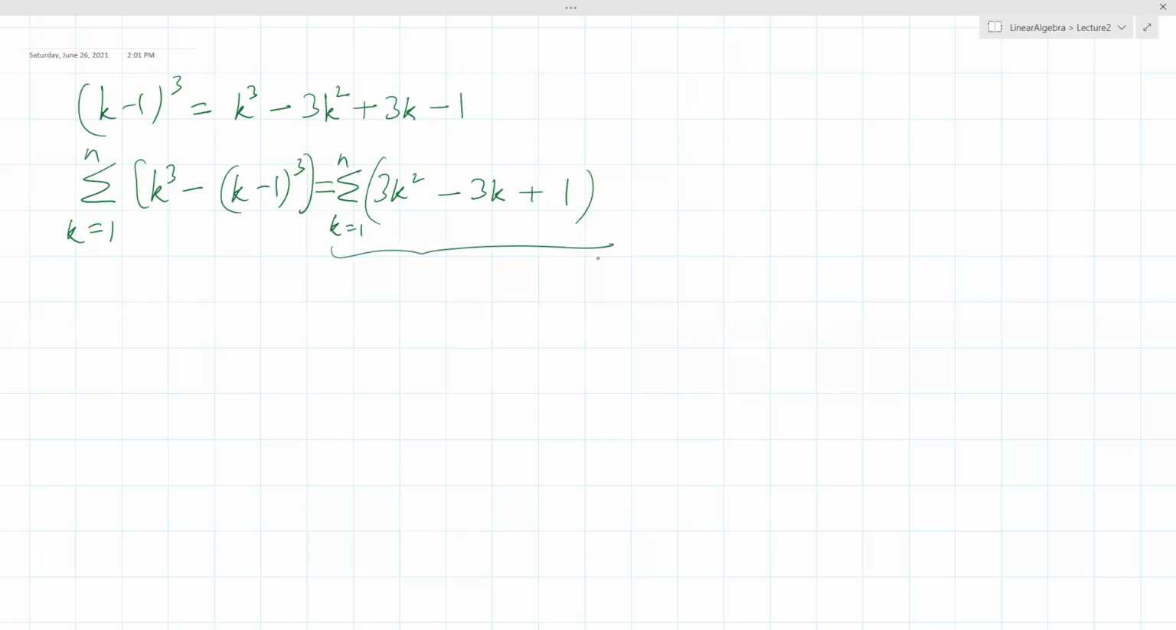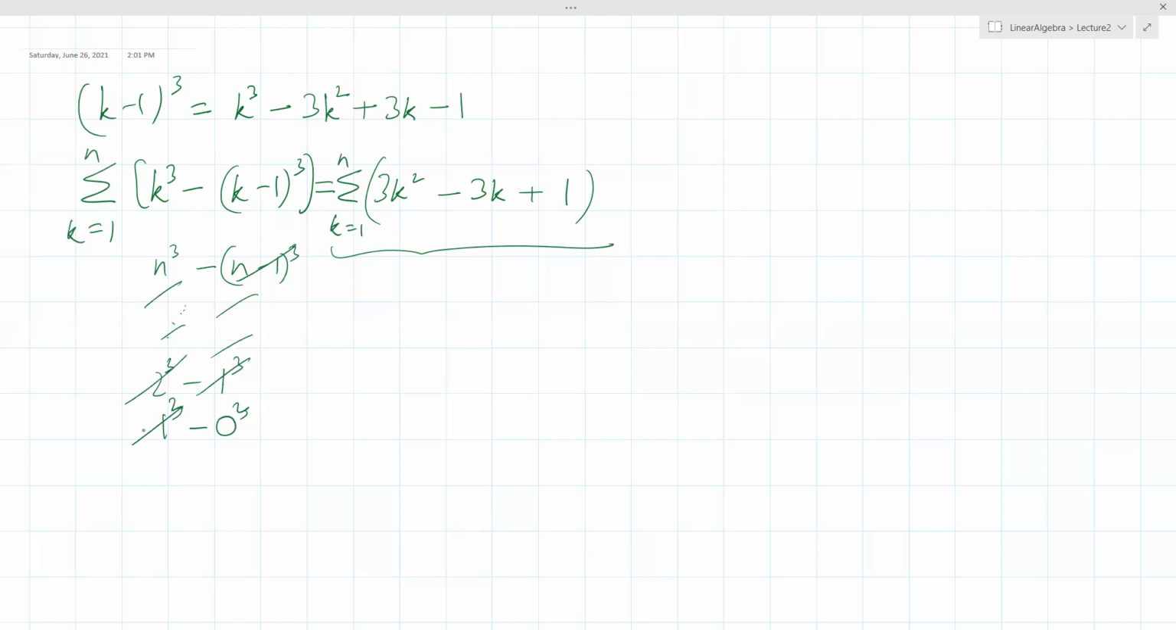Let us forget this for now and look at the left hand side. What is the left hand side? The last term in this series is going to be 1 cube minus 0 cube. What will be the term before that? 2 cube minus 1 cube, up till n cube minus (n minus 1) cube. So this cancels with this, and this cancels with this.